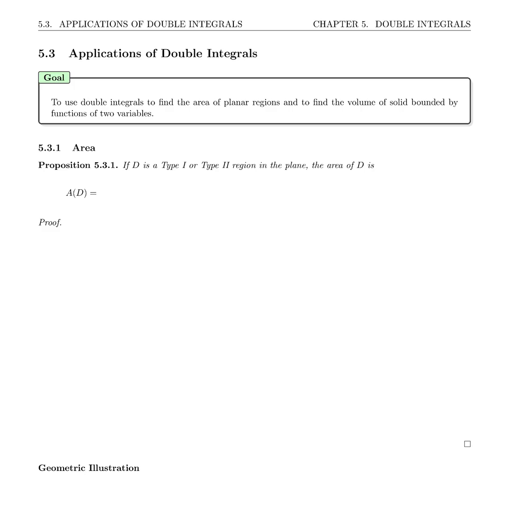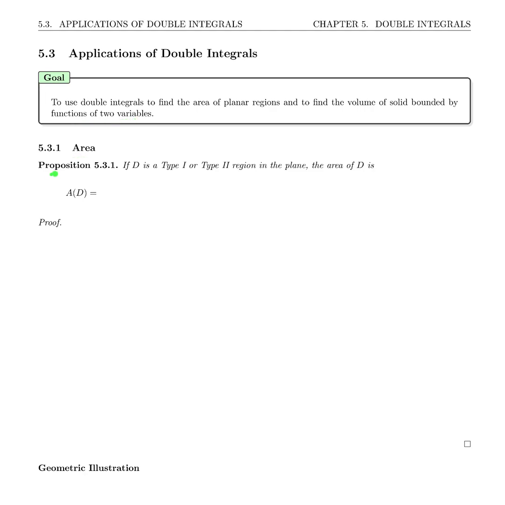Welcome back. In this video, we're going to start section 5.3 on the applications of double integrals. The goal of this section is to use double integrals to find the area of planar regions and to find the volume of solids bounded by functions of two variables.